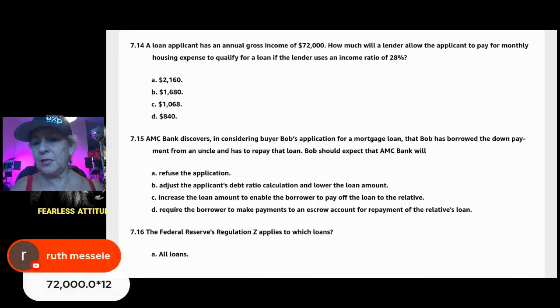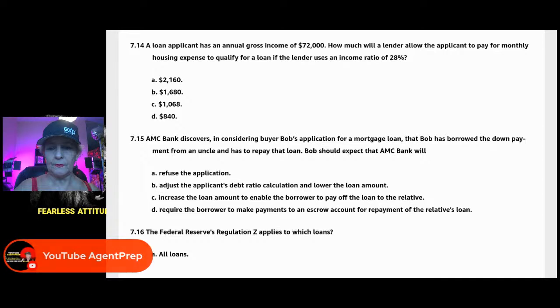Yes, 72,000. No, not times 12, divided by 12. You got the right answer, but it's divided by 12. Maybe that's what you meant. It looks like times. So divided by 12 and then times 0.28, 28%.